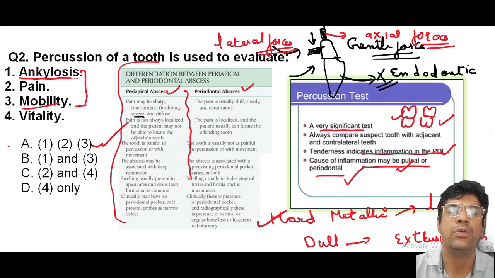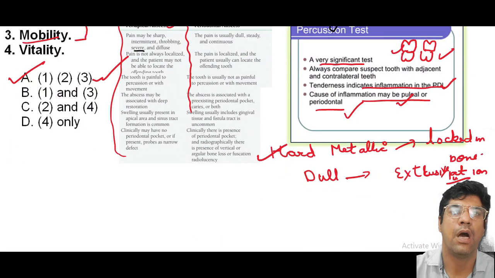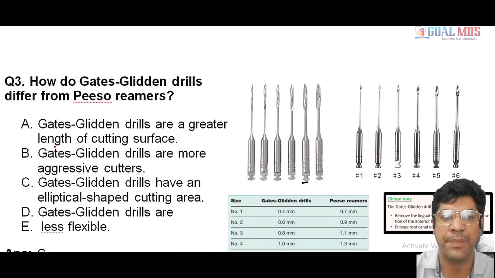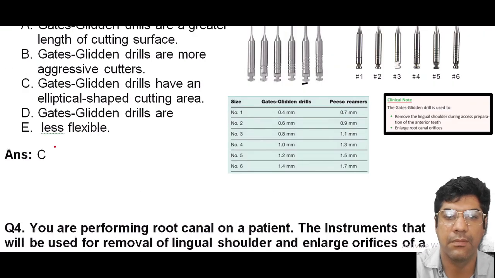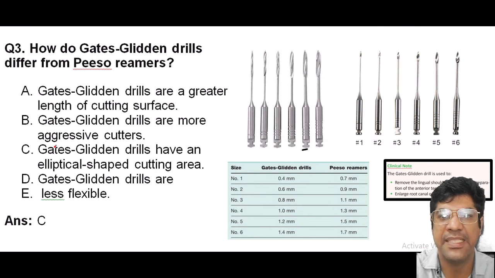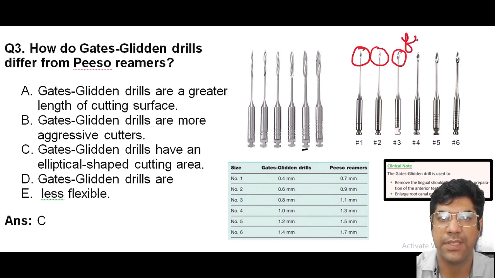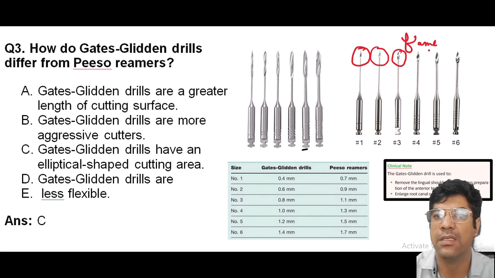How do GG drills differ from the Piezo Reamer? Well, GG drills are elliptical flame shaped burrs with a thin shank. So these are the GG drills. They have a flame shaped head with a thin shank.